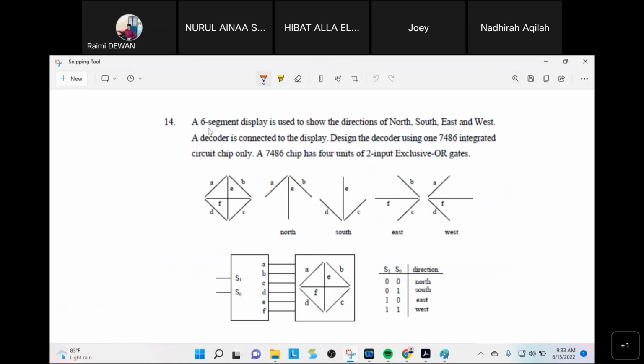So a 6-segment display is used to show the direction of north, south, east, and west. A decoder is connected to the display. So this is a decoder, and this is your display. What else? Design the decoder using 74LS86 integrated circuit chip.